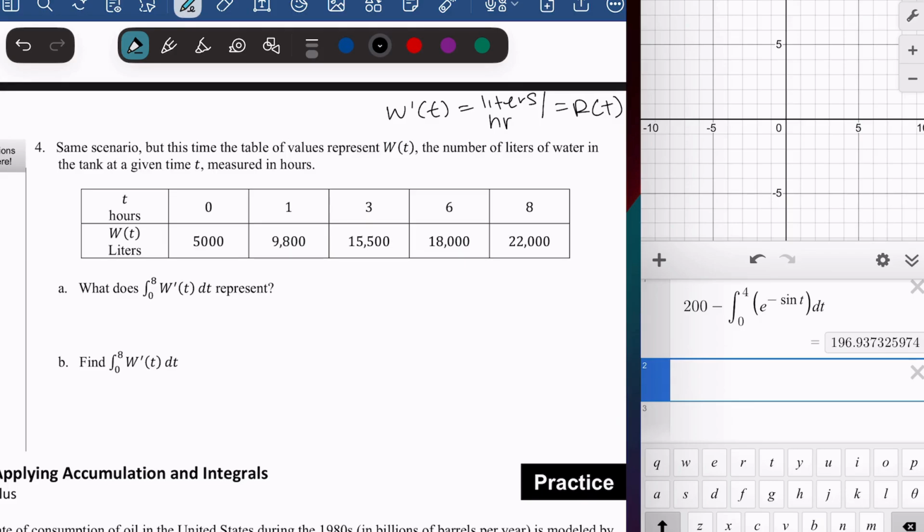So when part A says, what does the integral from 0 to 8 of W prime of t dt represent, it's going to end up representing the same thing that we wrote where? On 3A. So this is still representing the amount of water pumped into the tank during the first 8 hours. So I'm just going to say same as 3A, or if you want, you could write out that statement again.